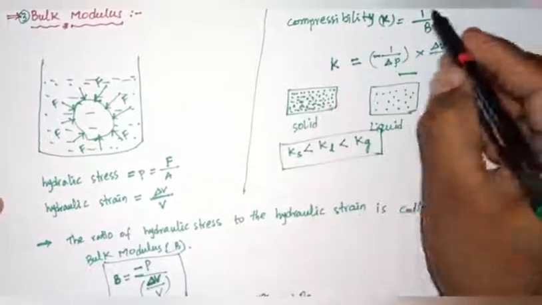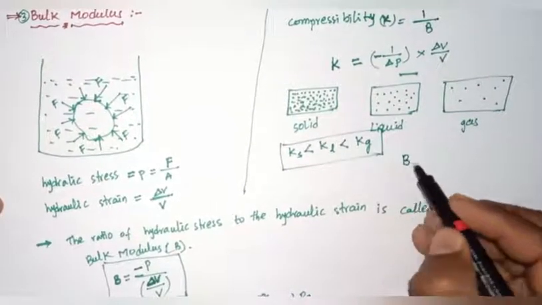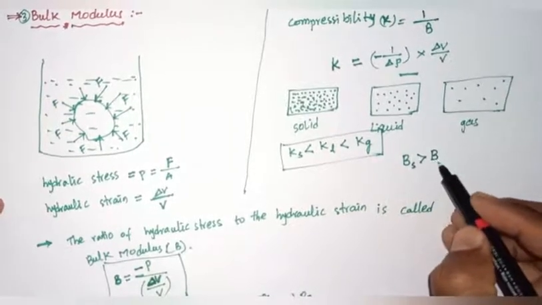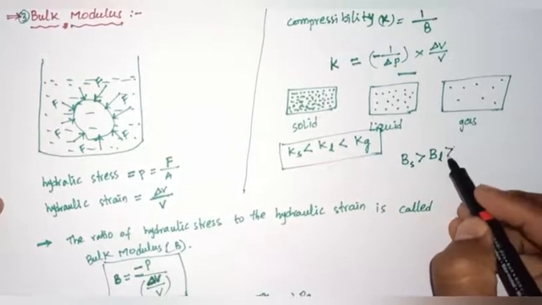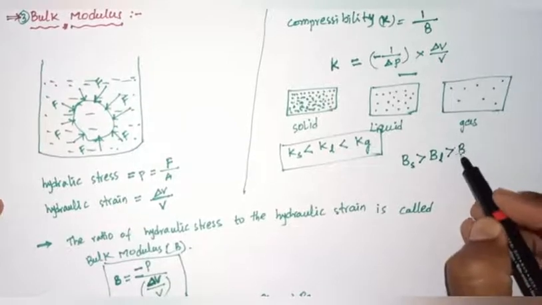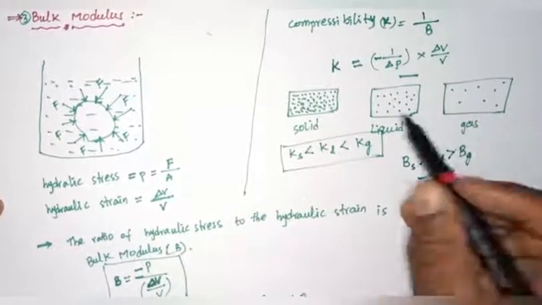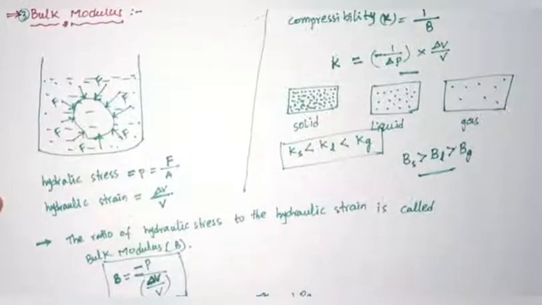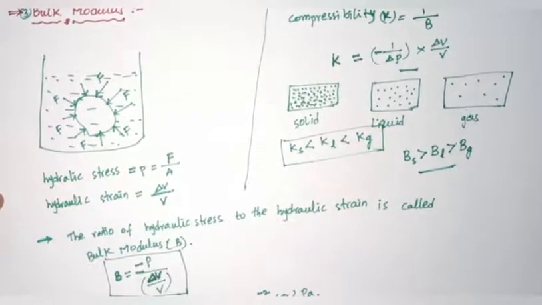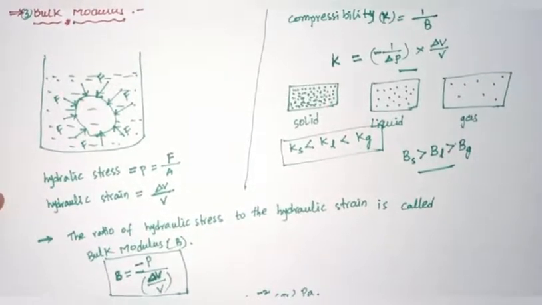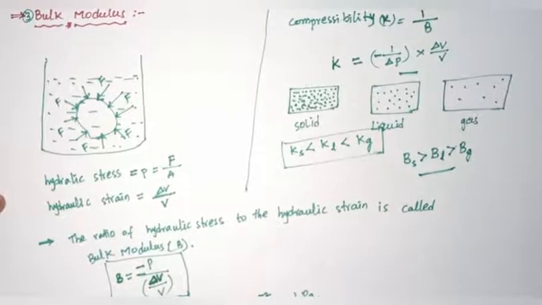And what about bulk modulus? Bulk modulus of solids is more than bulk modulus of liquids, which is more than bulk modulus of gases. So this is about bulk modulus. In the chart, the bulk modulus is given for solids, liquids and gases.